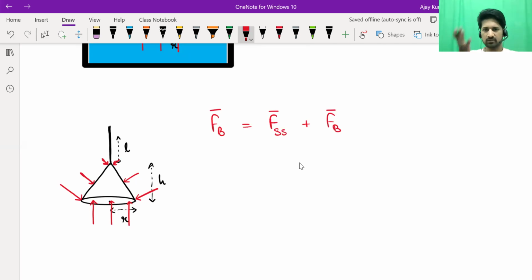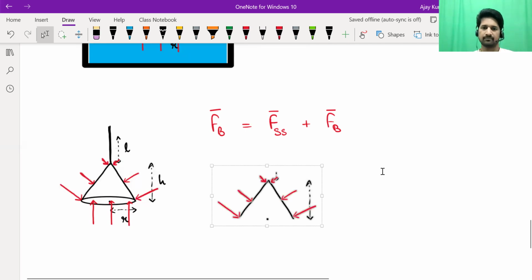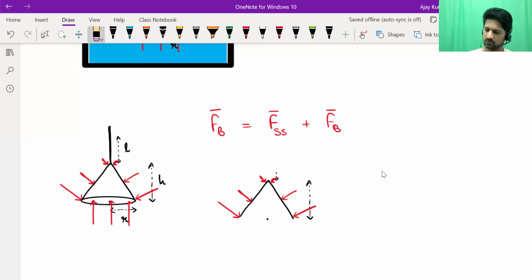Now see, the force acting on the base is in the upward direction. That's fine. On the slant surface, if you observe the forces, they are acting at an angle but in the downward direction. Can one of you tell me what will be the direction of the resultant of only those forces acting on the slant surface? What will be the direction of the resultant of these forces?